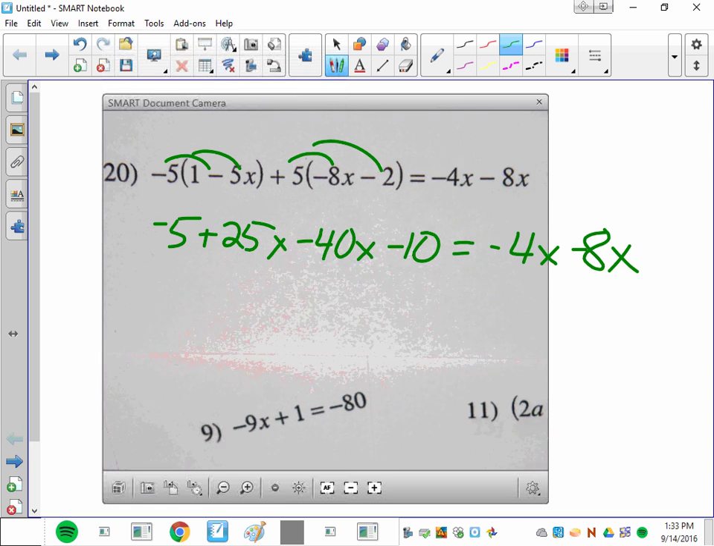Okay, any questions about this? Do you understand how to solve this? Combine like terms, isolate the variable, and solve using reverse order of operations. All right, good luck.